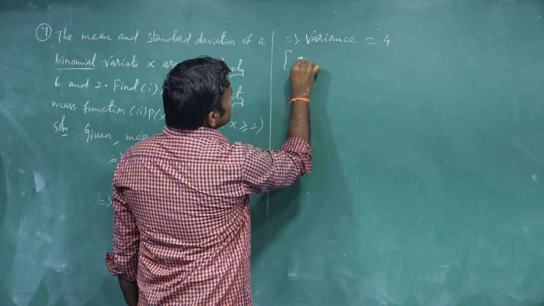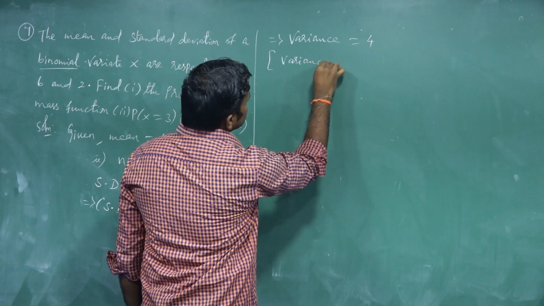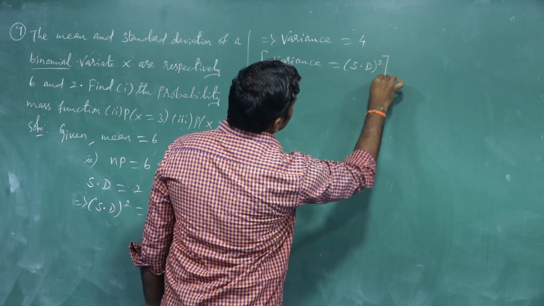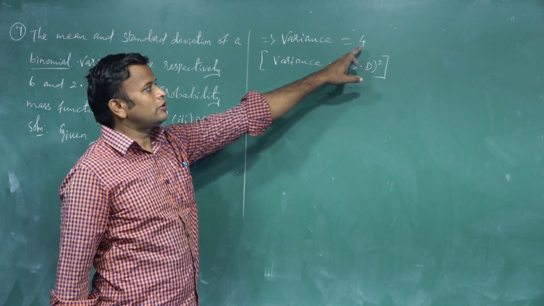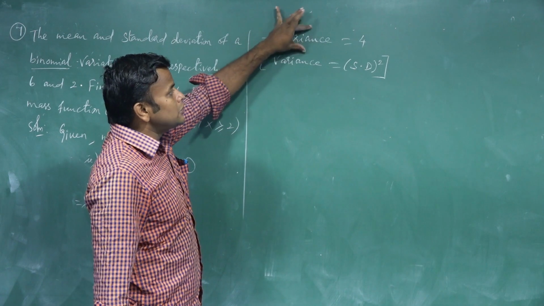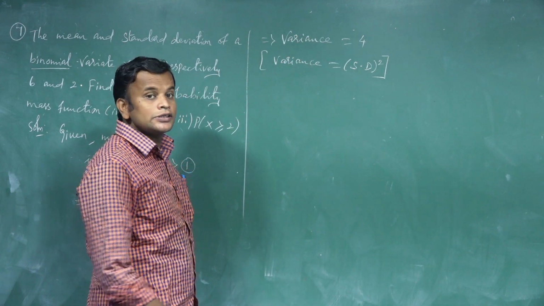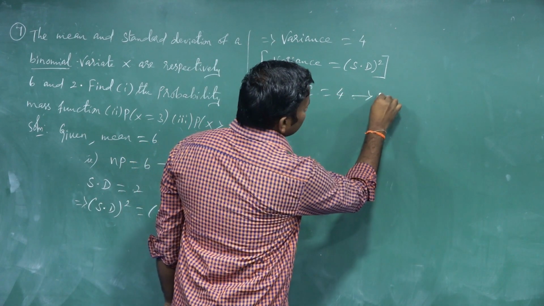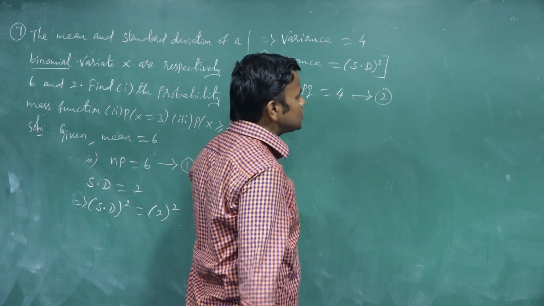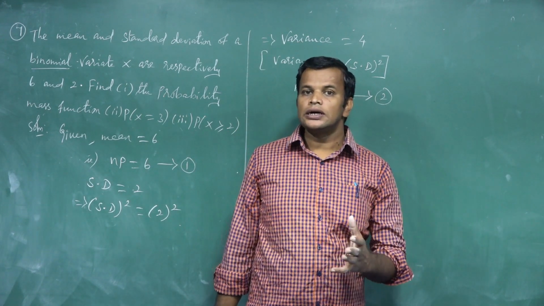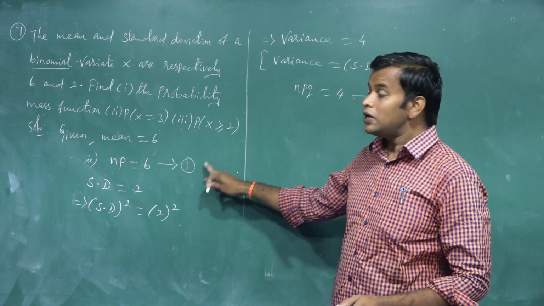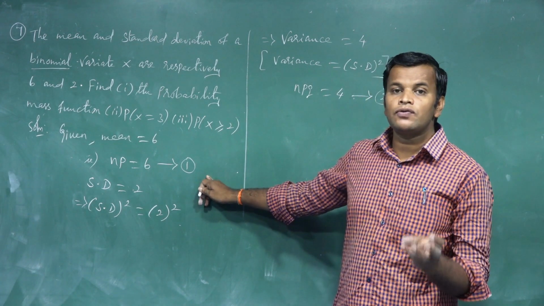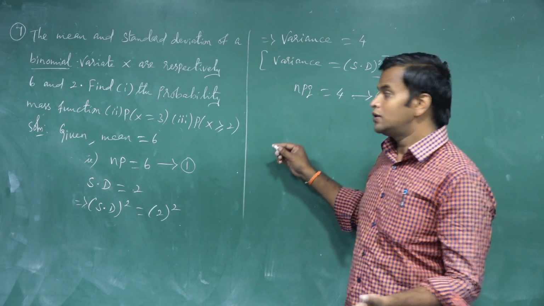For understanding, I write that the variance is nothing but the standard deviation whole square. So the variance value is 4. You know, in a binomial distribution the formula of variance is npq. That value is 4. I put it as the second equation. So using the data, 2 equations are formed: np and npq. Now using these 2 equations we find the value of q separately.